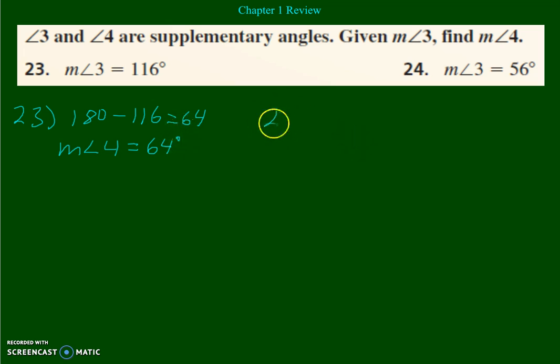And number 24, 180 minus 56 equals 124. Measure of angle 4 equals 124 degrees.